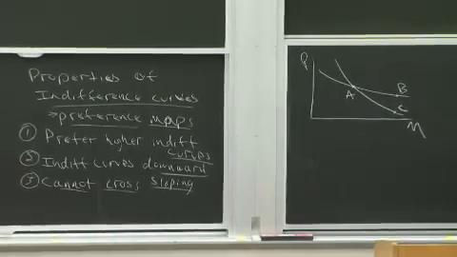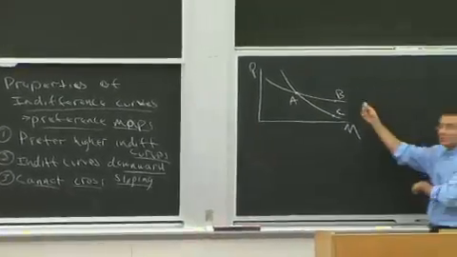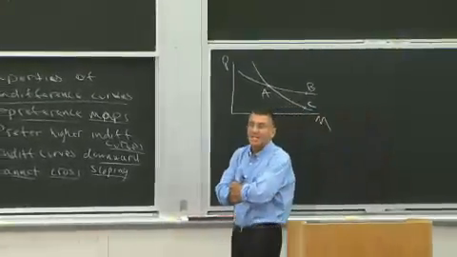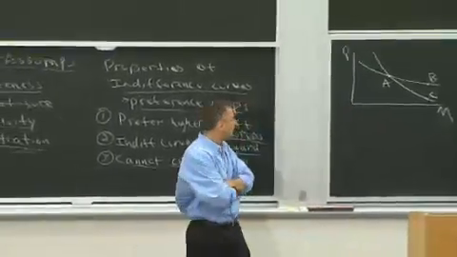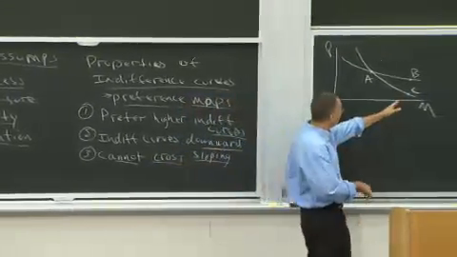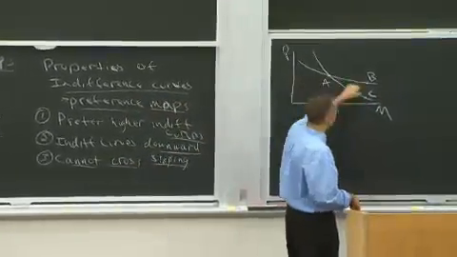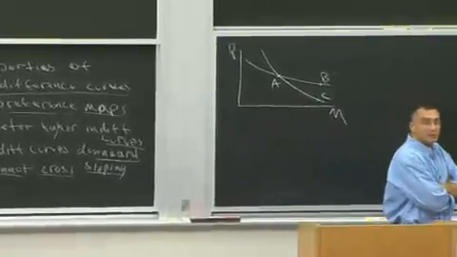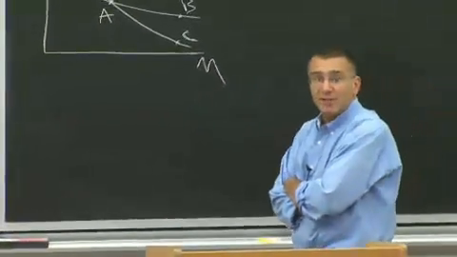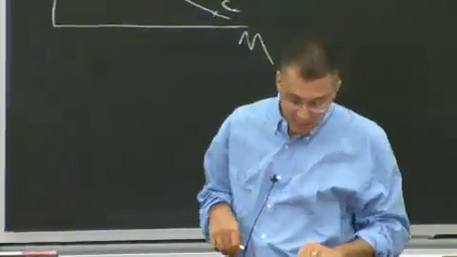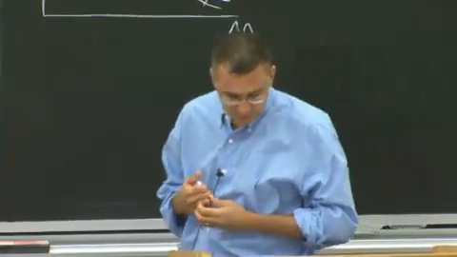Exactly. So transitivity says I must then be indifferent between B and C through the logic you just laid out. But I can't be indifferent between B and C because B dominates C. B has basically the same number of movies but more pizza, so I must like B better. So by the combination of transitivity and non-satiation, indifference curves can't cross.